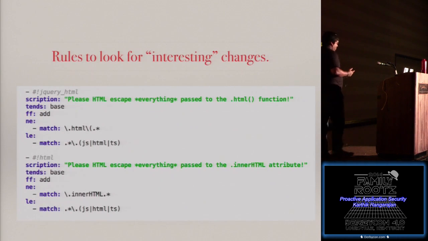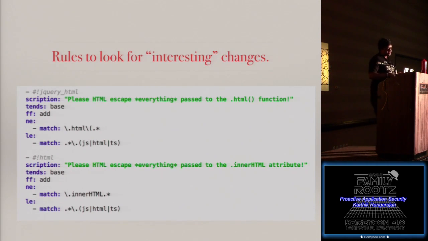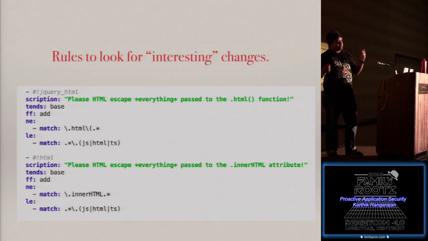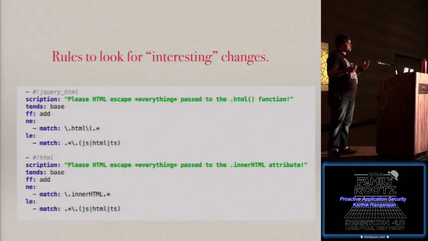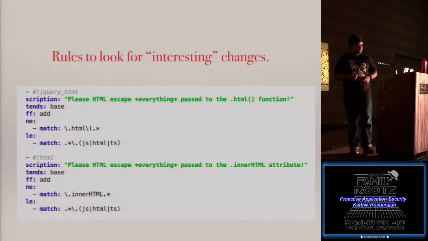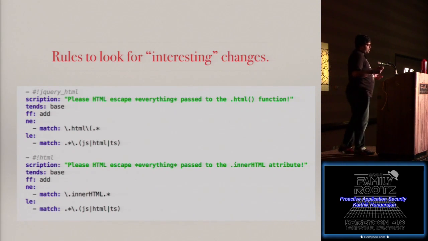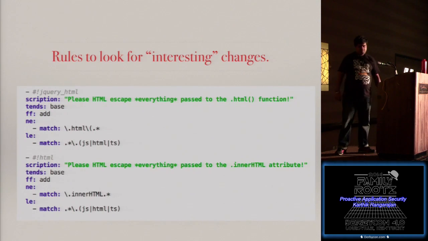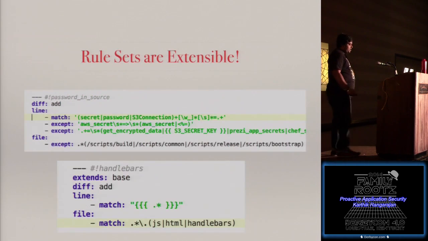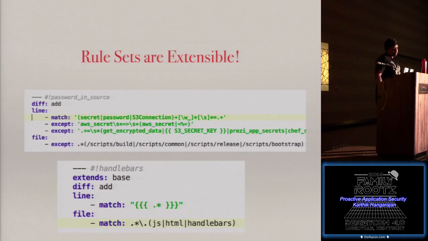What it does is it hooks up to your GitHub repositories, your organization's GitHub repositories, and based on these rules, it pulls down all the commits, or at least the last 100 commits for each repository, and looks for changes like this. You know, if you're using jQuery, it says, hey, are you using .html or .innerHTML, because those are dangerous functions. The good thing about this is that if you don't use JavaScript or jQuery, that's okay, because rule sets are extensible. We use Handlebars in our company.